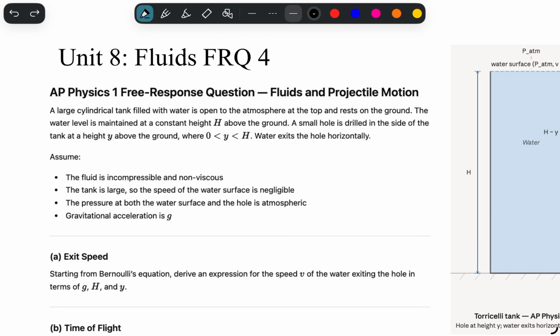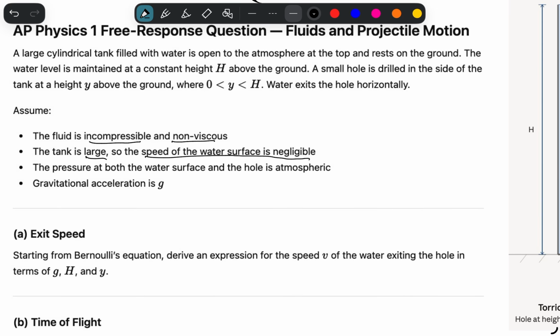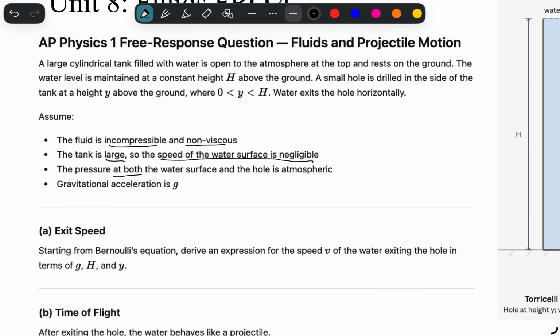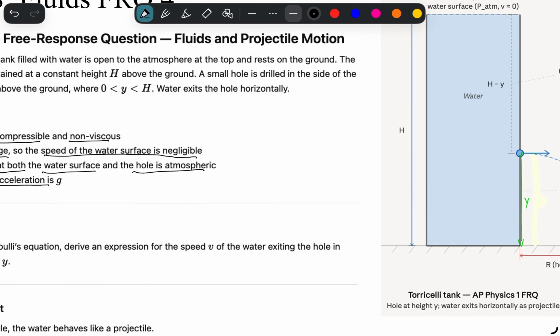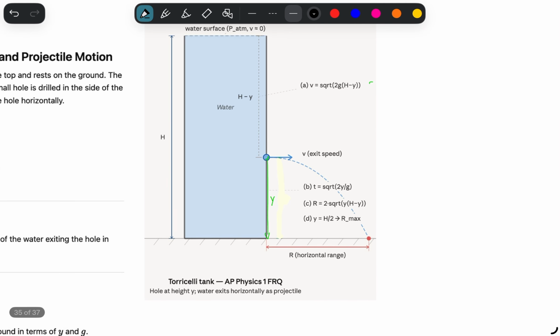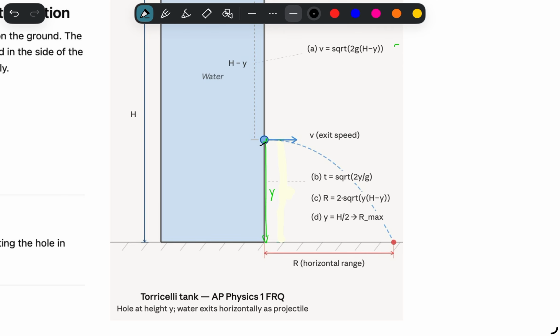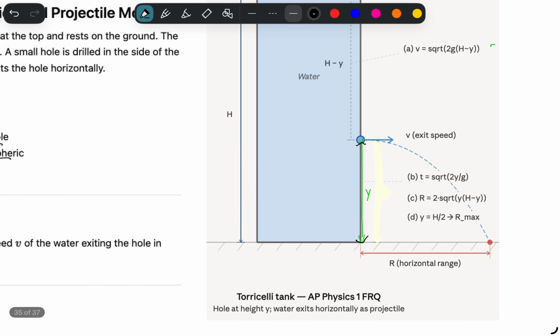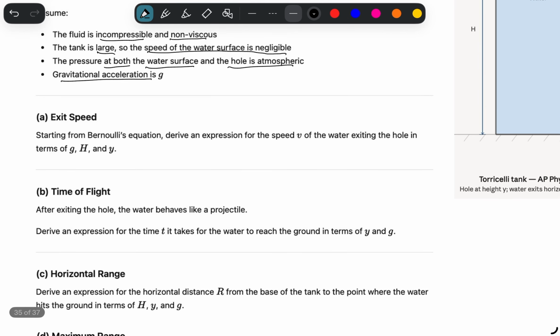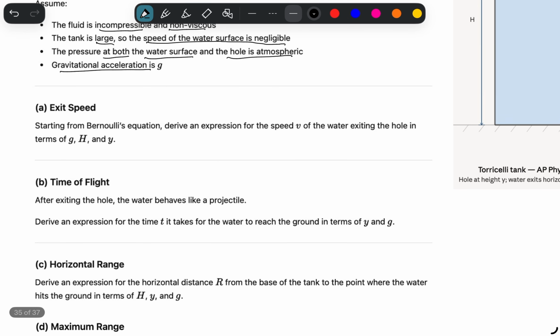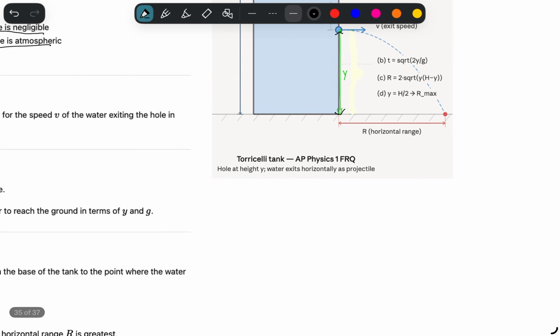The water exits the hole horizontally. Assume the fluid is incompressible and non-viscous, the tank is large, and the speed of the water surface is negligible. The pressure at both the water surface and the hole is atmospheric, and gravitational acceleration is g. So this is our setup here, and y is measured from this point to this point. First we're asked, starting with Bernoulli's equation, derive an expression for the speed v of the water exiting the hole in terms of g, h, and y.